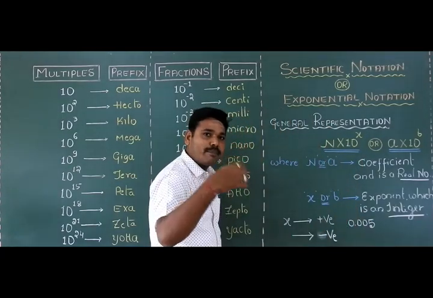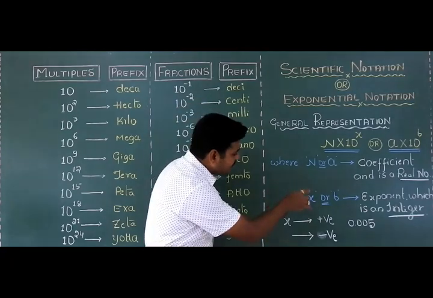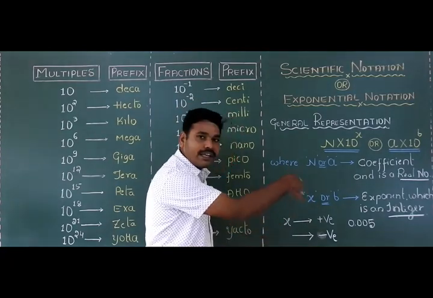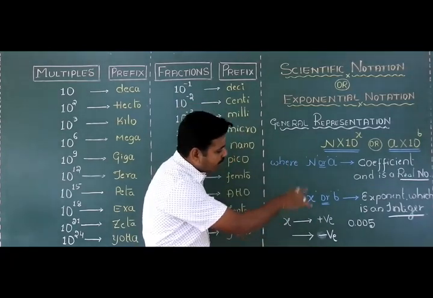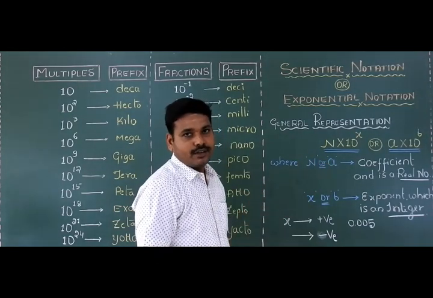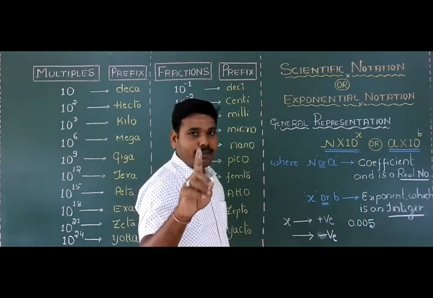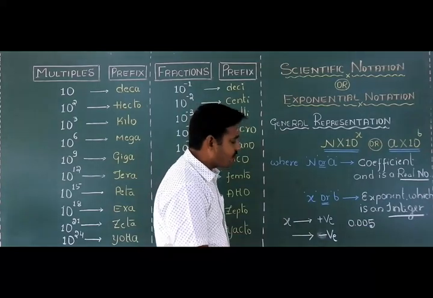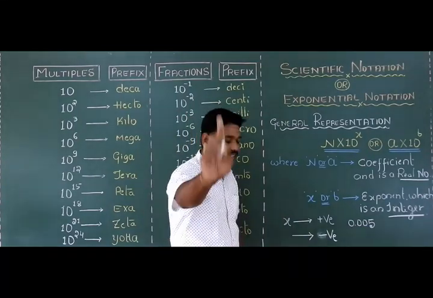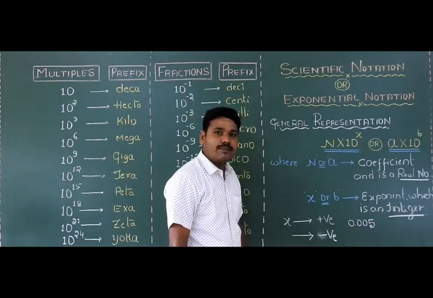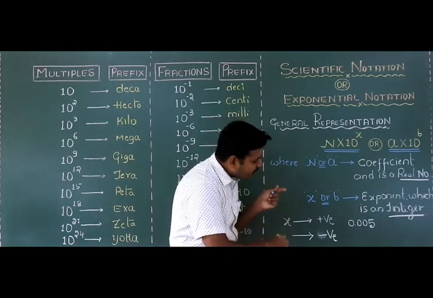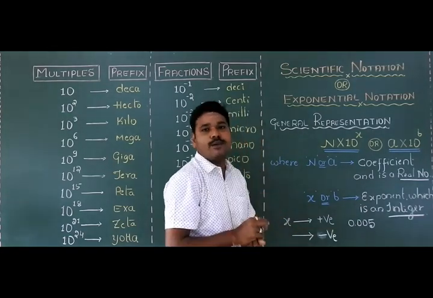0.005 is a given number. Student, now let us represent this given number in a scientific notation or in an exponential notation. And always please remember, while writing the scientific notation or exponential notation for a given number, you count the number of digits and then you shift the decimal point.